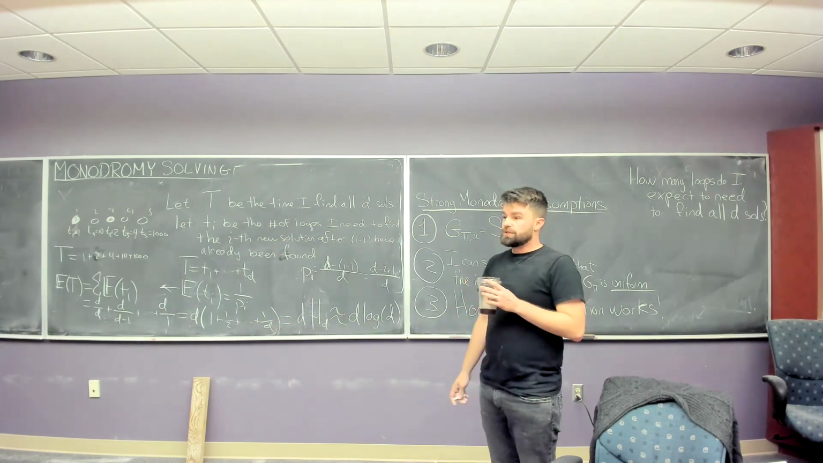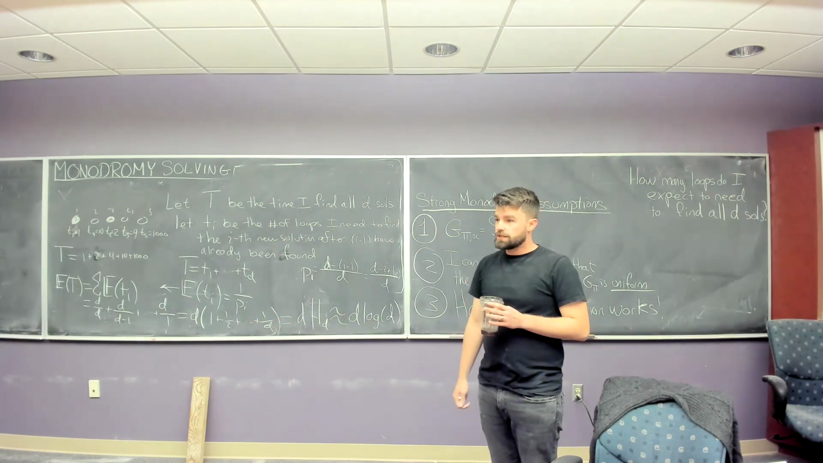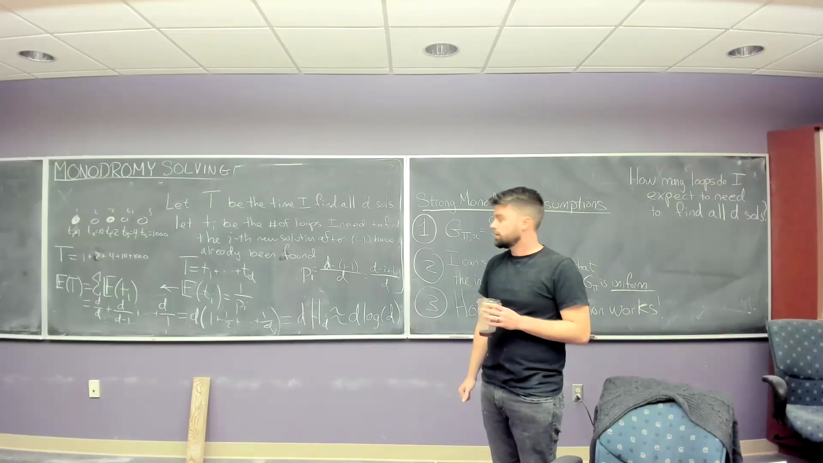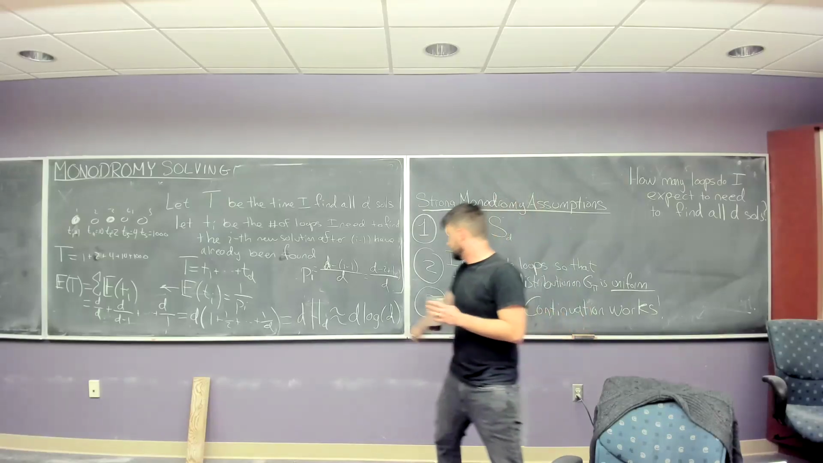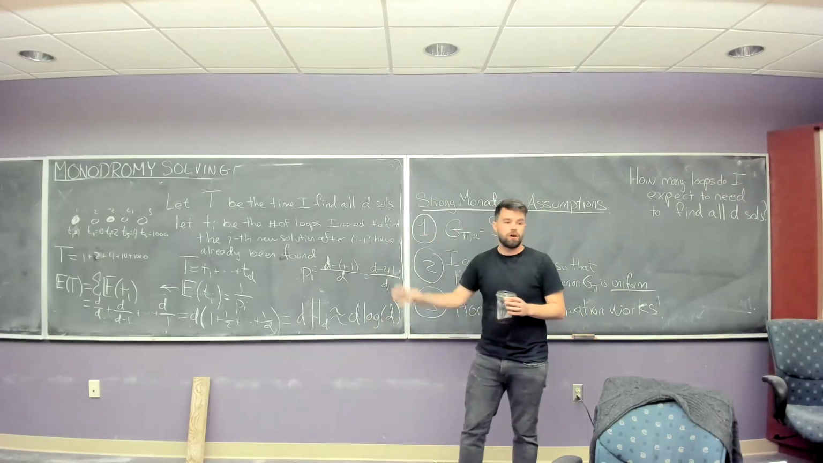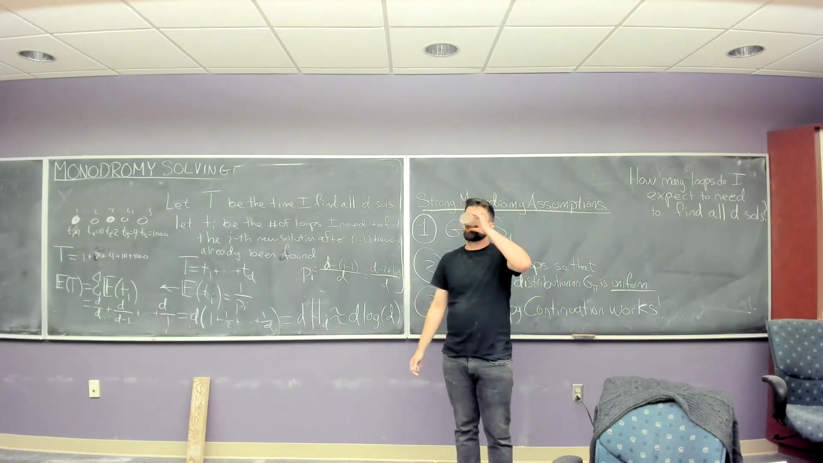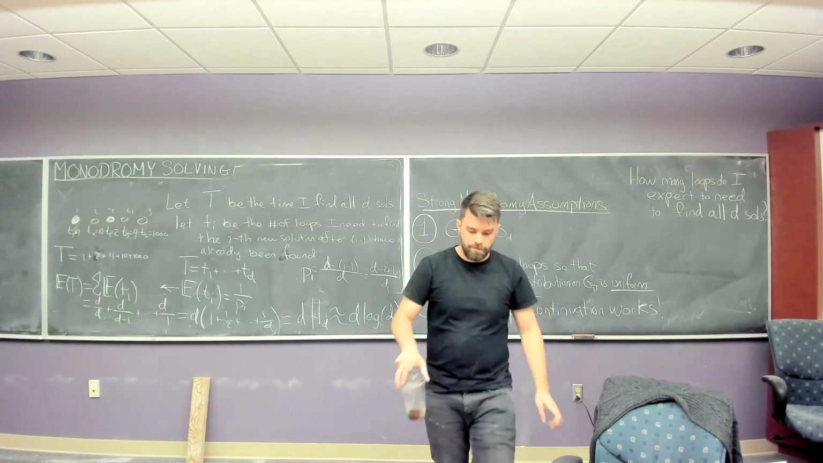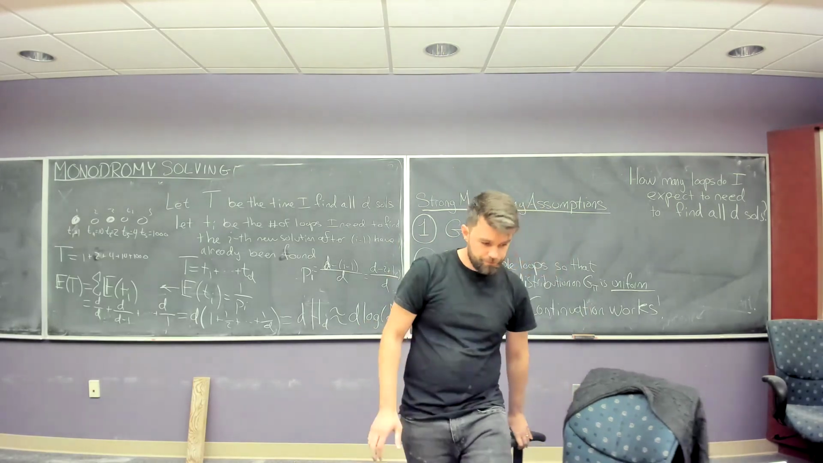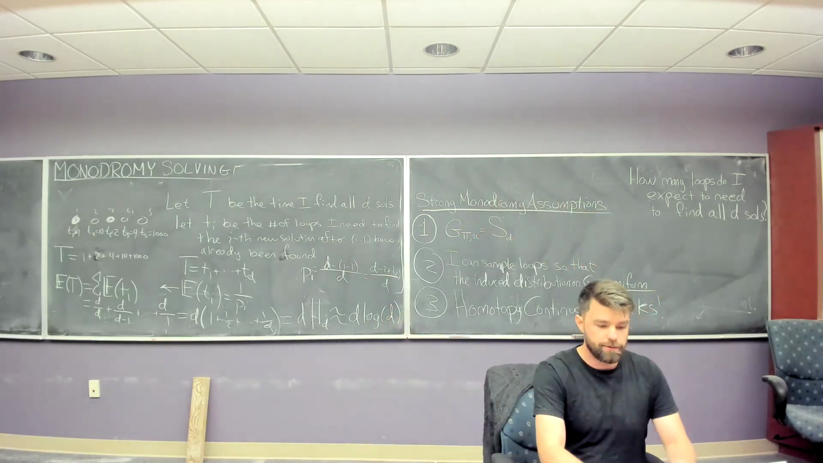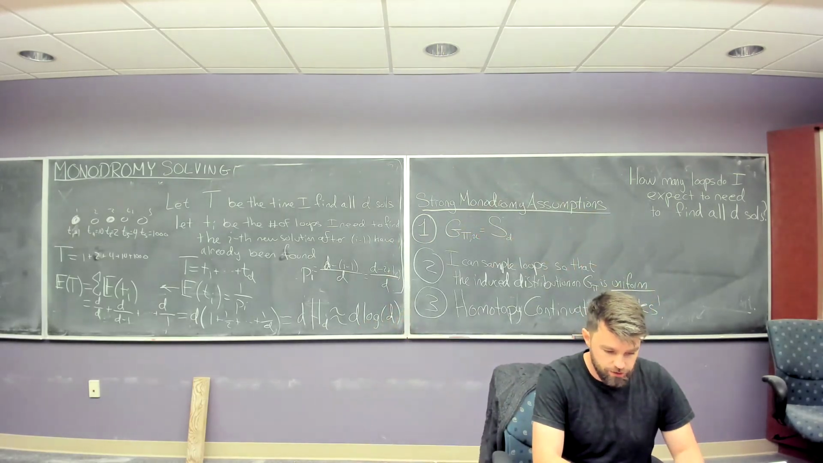Okie doke. So monodromy solving under the monodromy assumptions will take expectedly about d log d steps. And that is it for the theory part. I'll take questions, we'll do a break, and then we'll do a quick coding session.